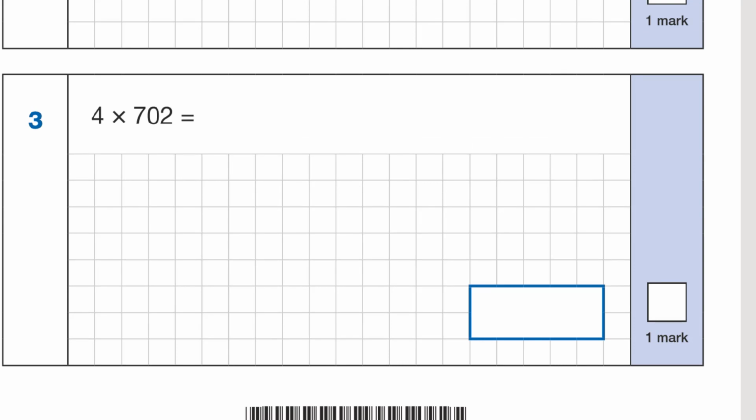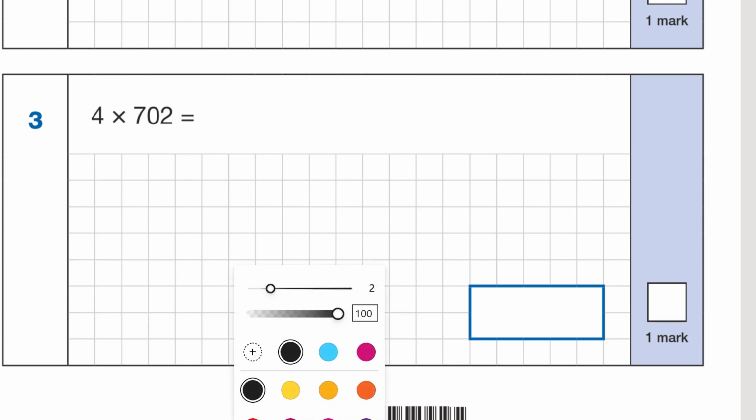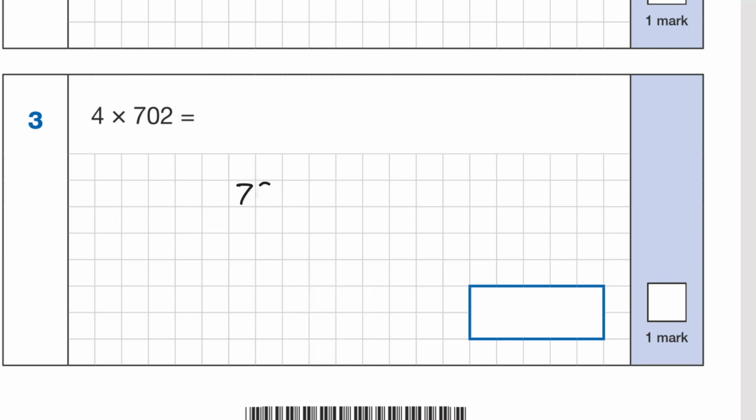Question 3 is a short multiplication. 4 times 702. So you're simply going to write out 702 and multiply it by 4 using the formal written method of short multiplication. So once you've lined up your digits correctly, you're just going to multiply. So 2 times 4 is 8, 0 times 4 is 0, and 7 times 4 is 28. And that's it, a simple short multiplication.